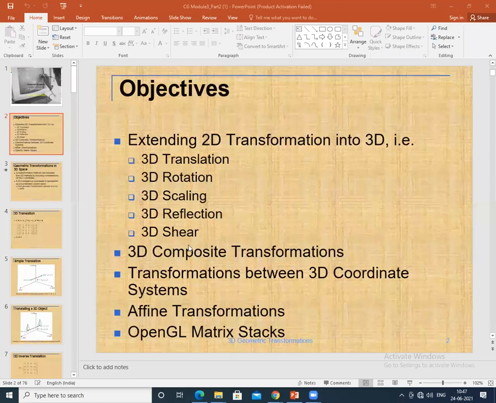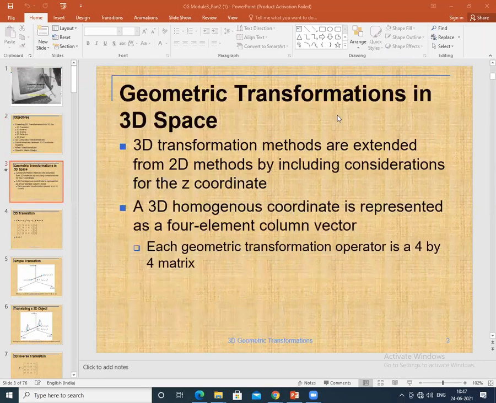Coming to composite transformations, we are combining the multiplicative factors and additive factors of the translation and rotation into a common matrix. That is called a two-dimensional composite transformation, and we represent it in homogeneous form. So let me start with the first transformation, translation.